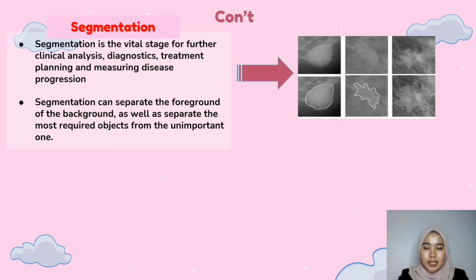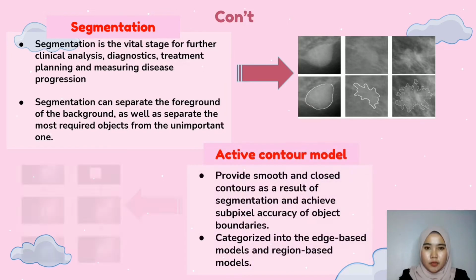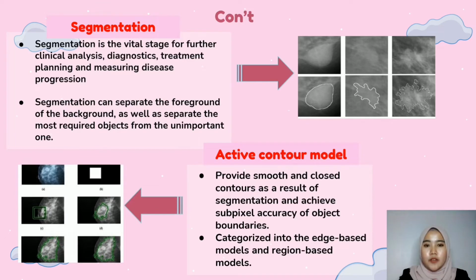Segmentation is a vital stage for further treatment that can separate the foreground from the background as well as separate the most required object from the unimportant one. The active contour model in image segmentation provides smooth and closed contours as a result of segmentation and achieves sufficient accuracy of object boundaries. It can be categorized into two, which are the edge-based model and the region-based model.